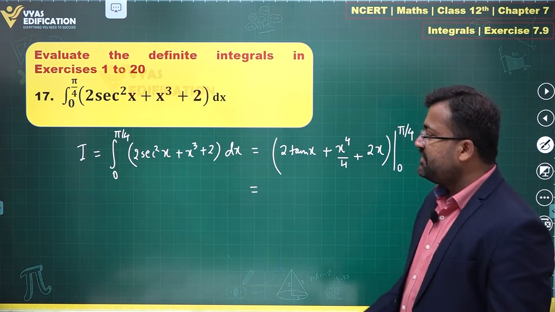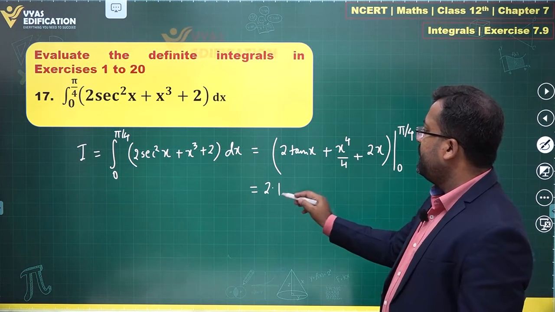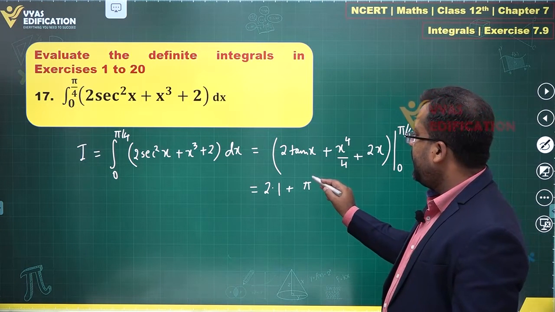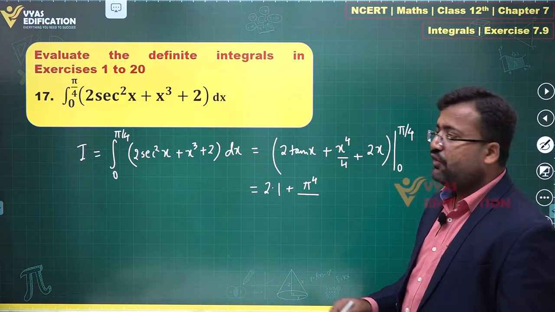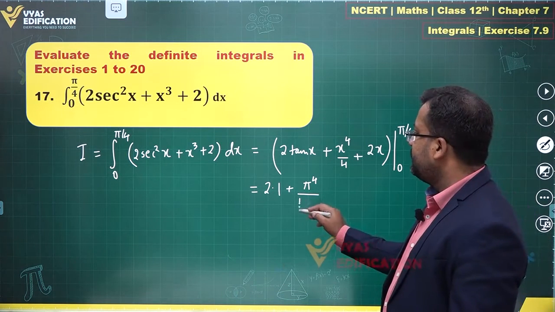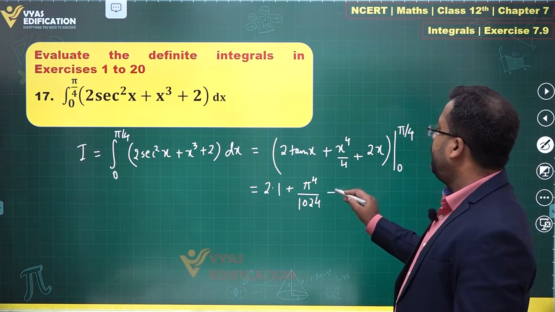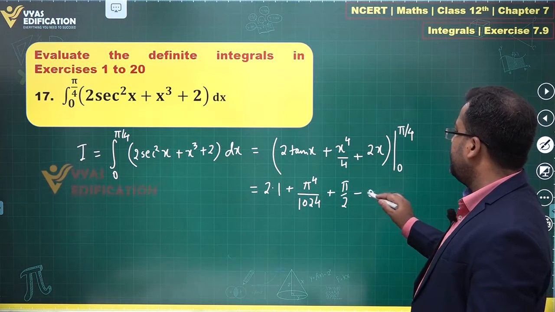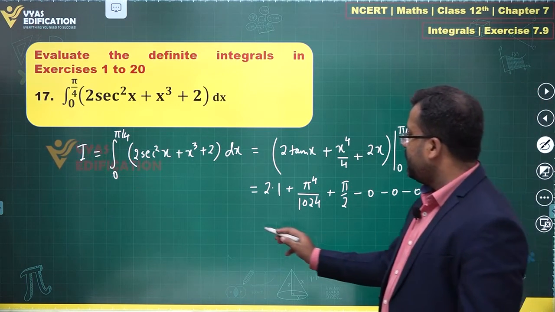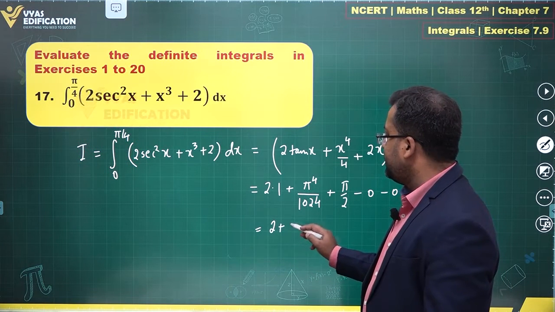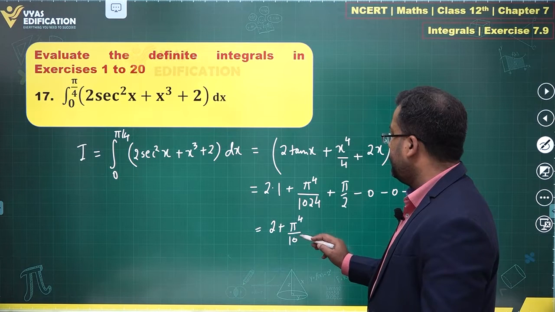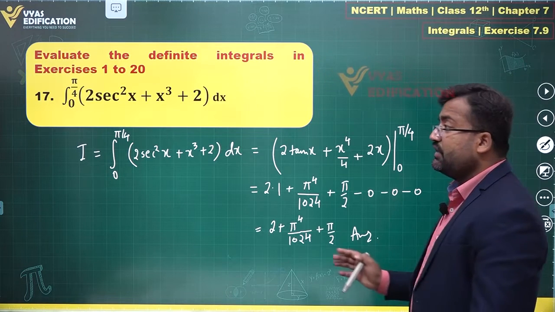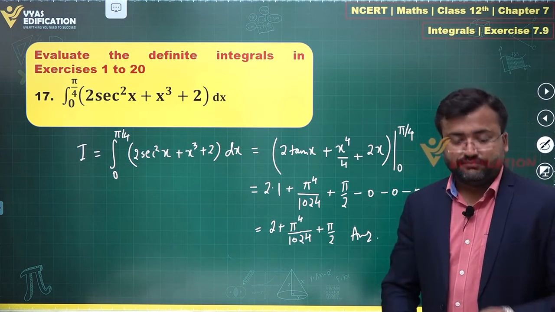What you get over here is 2 times tan pi by 4, and tan pi by 4 will be 1, plus pi by 4 power 4 upon 4. Now this is pi power 4 over 4 power 4 times 4, which is 4 power 5, which is 2 power 10, which is 1024, plus 2 into pi by 4, which is pi by 2. Minus, if you substitute 0, everything becomes 0. So that is 2 plus pi power 4 upon 1024 plus pi by 2. That is the correct answer for this particular question.